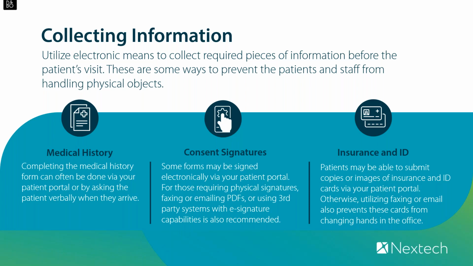Consent signatures: maybe we can have our consents online. If we're still looking for physical signatures, maybe they print those and fax them, or print them, scan them, and send them back to the portal. There are going to be a lot of different options there. Also uploading insurance cards, driver's licenses, just any identification really.